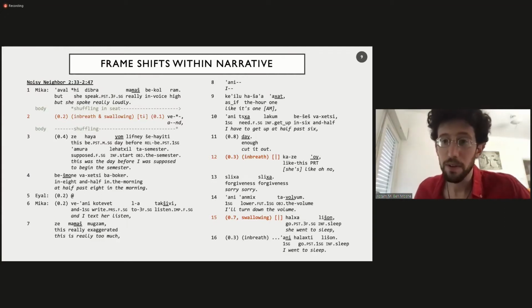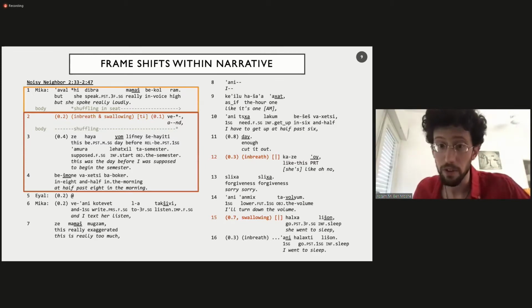So this excerpt exhibits 3 different frame shifts involving clicks, and unlike the previous example we saw, there are significantly fewer resources devoted to these shifts, making the clicks and percussives more central to the interactional effect. So in the first shift, Mika is moving from the foreground of the narrative, the neighbors shouting, to a background detail about the semester that was supposed to begin the next day, which of course makes her inability to sleep all the more frustrating. In Labov's terms, this is a transition from a part of the complicating action back to providing more orientation to the narrative.